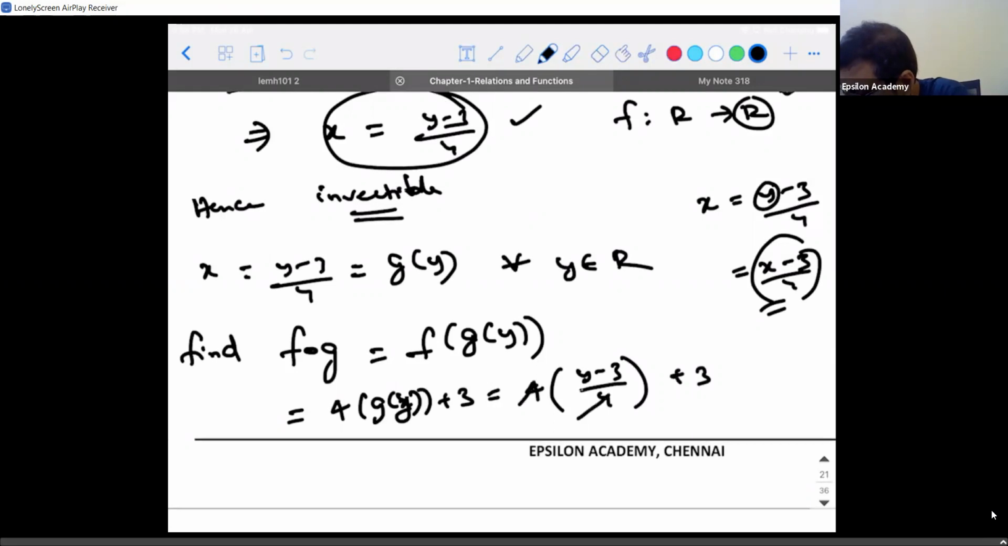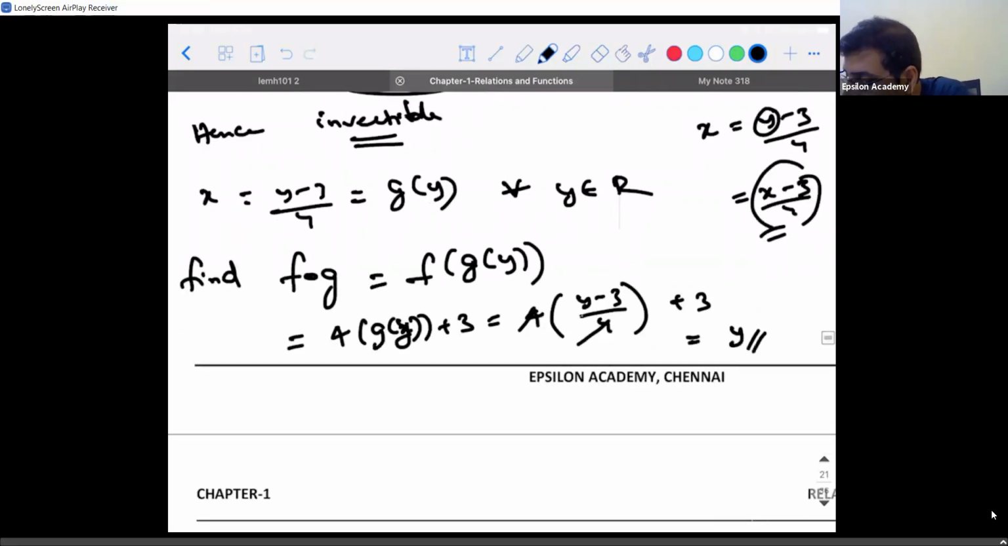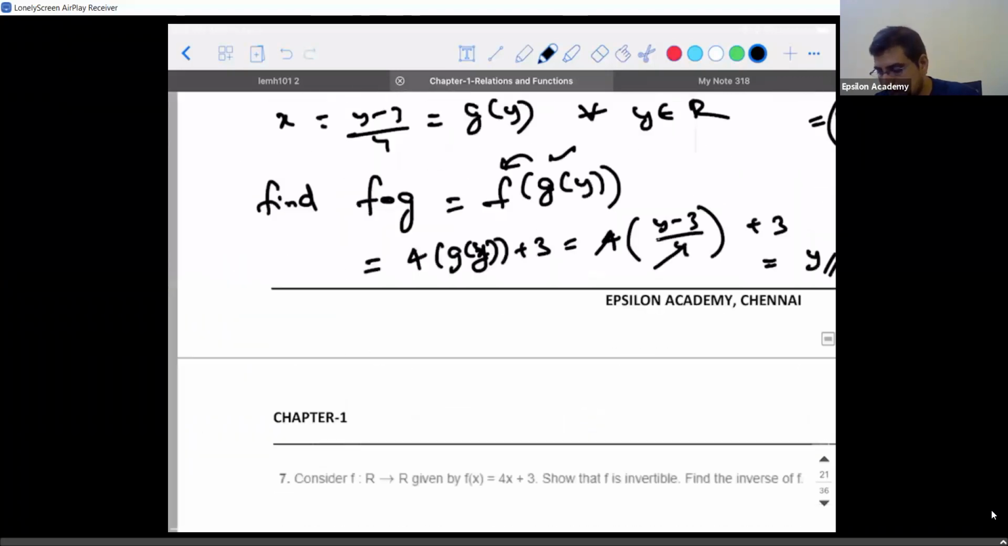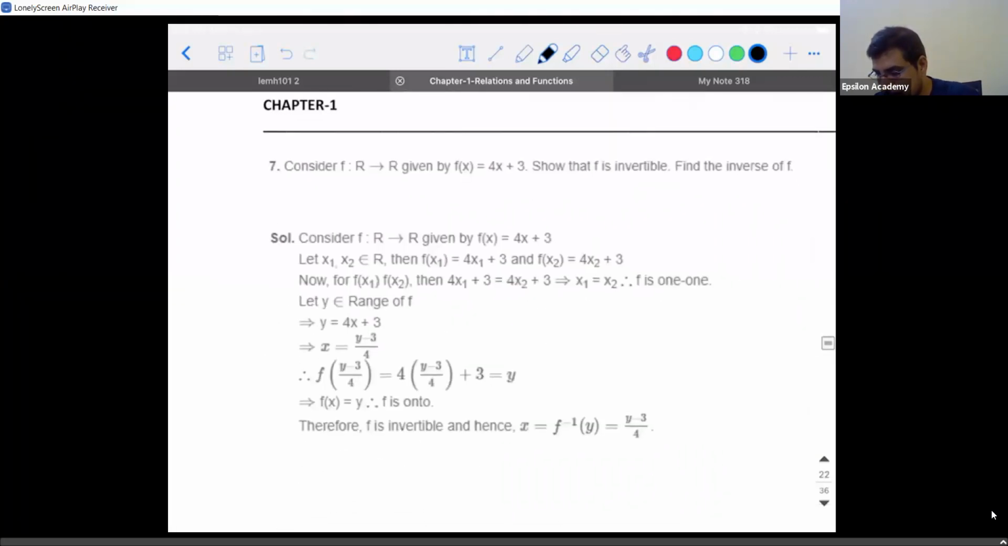So this and this will get cancelled. y minus 3 plus 3 is nothing but y. That is nothing but I of y. Hence, what can you say? g is the inverse of f. So g of y is nothing but y minus 3 by 4. g of x will be x minus 3 by 4. Are you guys able to understand? Yes, sir. Understood. Okay.